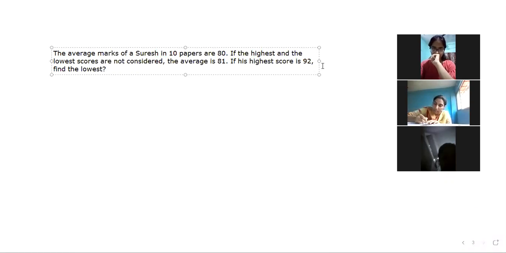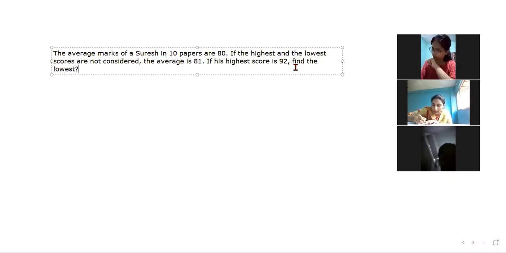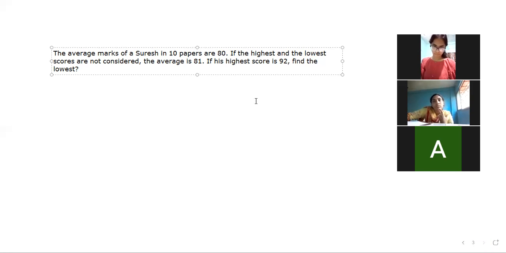So now, as far as the third question is concerned, this is your question. The average marks of Suresh in 10 papers are 80. If the highest and the lowest scores are not considered, the average becomes 81. If the highest score is 92, find the lowest score.